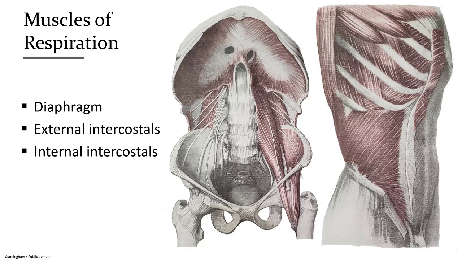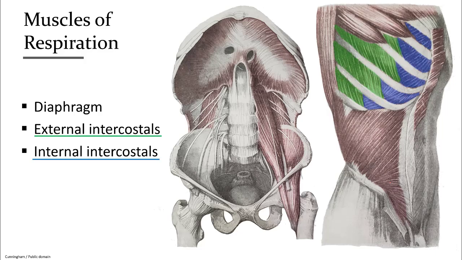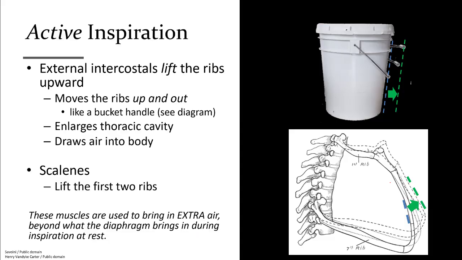The intercostal muscles also aid in respiration. The external intercostals in green help to elevate the ribs by further expanding the thorax and help bring more air in. The intercostal muscles in blue help to pull the ribs back together and aid in forcing more air out during expiration.